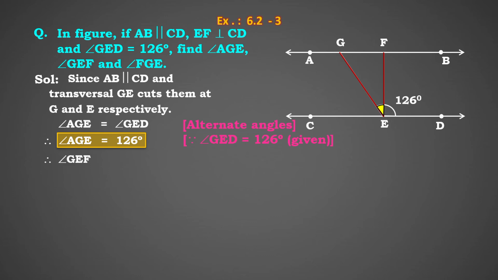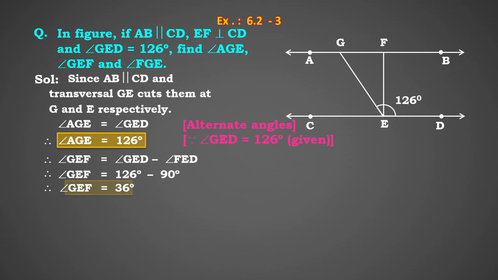So angle GEF equal to angle GED minus angle FED. So angle GEF equal to 126 degrees, because angle GED equal to 126 degrees, given, minus 90 degrees. Therefore, angle GEF equal to 36 degrees.